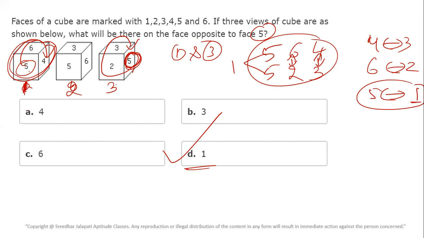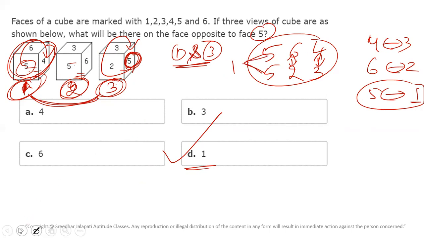Here, why did I take view 1 and view 3? Because in view 1 and view 3, only one element is common. Whereas if I take view 1 and view 2, 2 elements are common. View 2 and view 3 also have 2 elements common. So that's why I took 1 and 3, because there is only one element common. And when one element is common, it is easy to find the opposite faces.